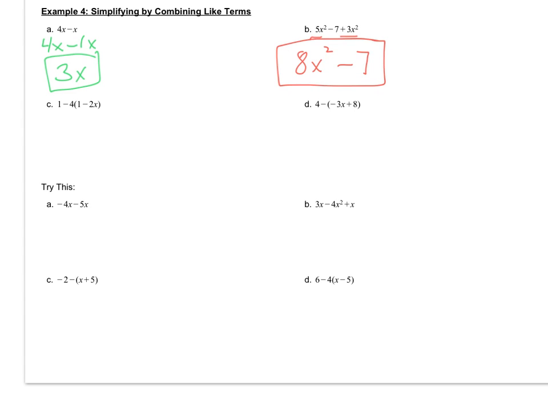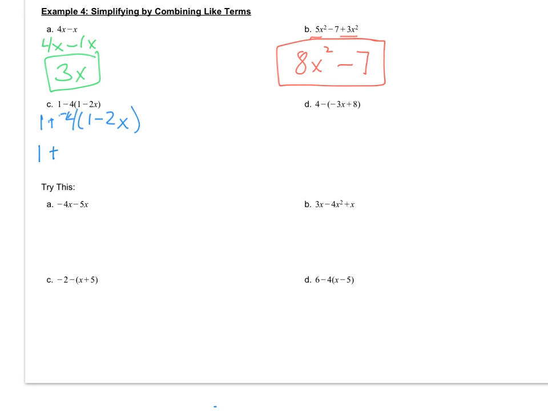In letter C, we have 1 minus 4 times 1 minus 2x. A way to rewrite this is we could say that this is 1 plus a negative 4 times 1 minus 2x, just to remind ourselves that we are actually distributing a negative 4 and not just 4. So if we do that, we can't do anything with the 1. Order of operations tells us that we must multiply before we can add. So that 1 is going to come back down, and then we're going to distribute the negative 4.